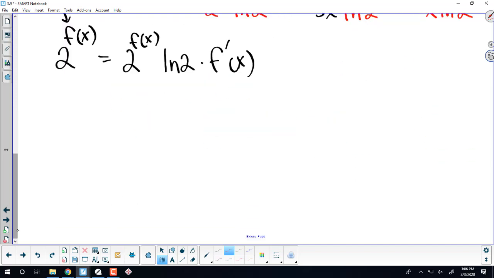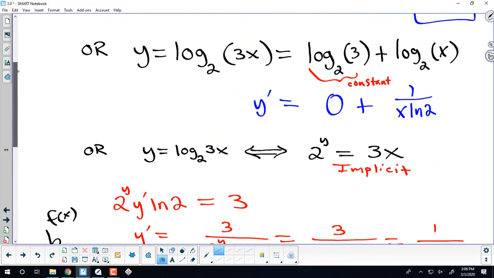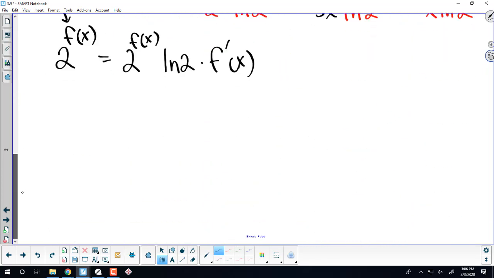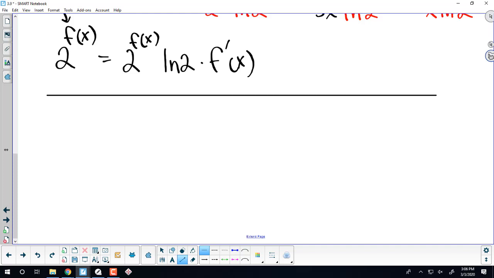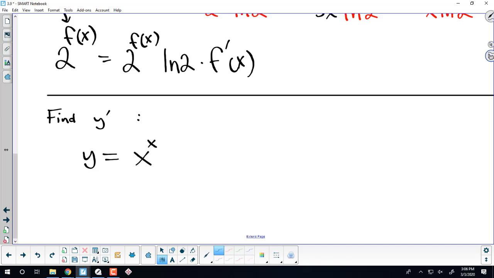All right, so other types of functions that we end up looking at, I guess that was just one example. Other types of functions that we do eventually start looking at are sort of a combination of powers and exponentials. So we'll say the instructions are still find y prime for y equals x to the power of x.